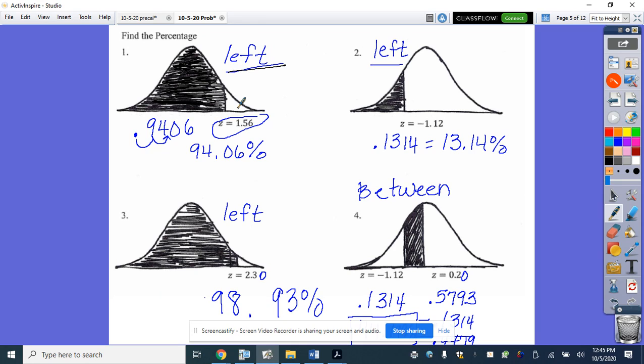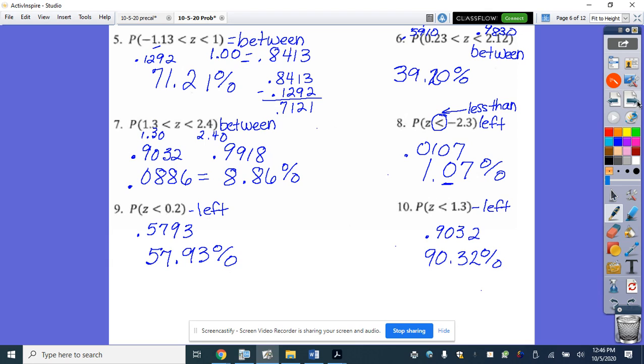The things you need to remember on this are, if you are missing a decimal place, then you need to add the 0. So when I look up negative 1.12 on my chart, I get 0.1314. On this one, it says 0.2. Now, I need another decimal place, so I put my 0 on there. When I look that up, I get 0.5793, and then I'm going to subtract those two, putting the bigger number in the calculator first in order to get my answer. So remember, you have to come out with a positive answer. If you don't, then you put it in the calculator backwards.